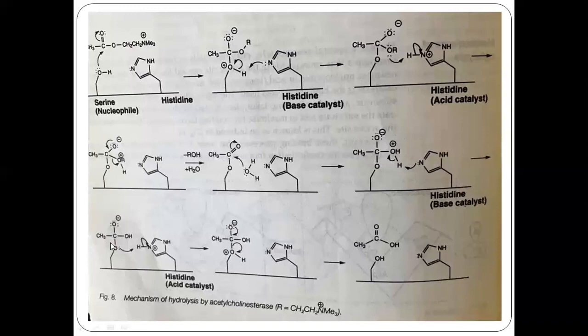Now, the serine, which is bonded covalently with the substrate molecule, has to get back to its original position. This bond has to be broken, and OH has to be regained. For that purpose, again, the histidine acts as an acid catalyst by donating a proton to this serine oxygen. See here, now the bond between the substrate and this serine amino acid is broken. Serine is regained and histidine is back to its position, and the product, that is acetic acid, is departed from the enzymatic surface.